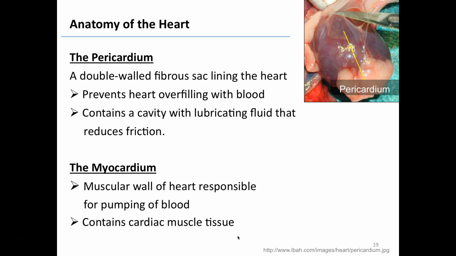The fibrous pericardium attaches firmly to the sternum and to the central tendon of the thoracic diaphragm, and it helps to suspend the heart in the thoracic cavity and prevent it from being overstretched.